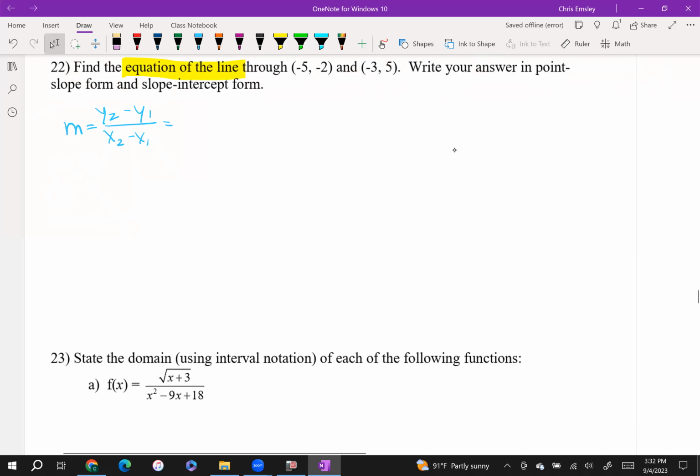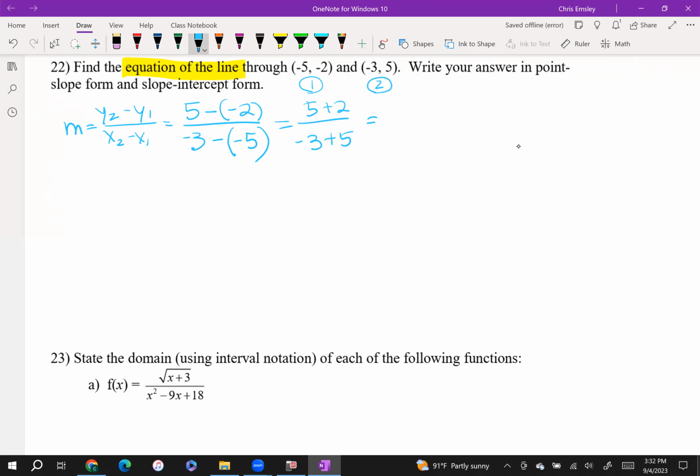If it helps you to label your points so you can fill in the values easier, y2 is 5 minus y1, negative 2. x2 is negative 3 minus x1 is negative 5. Watch out for all those pesky little negative signs up top. We end up with a 5 plus 2. On the bottom, negative 3 plus 5. Up top, 7. And on the bottom, 2. There is our slope, 7/2.